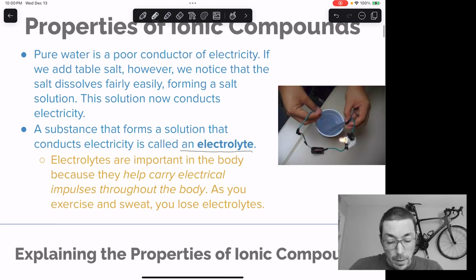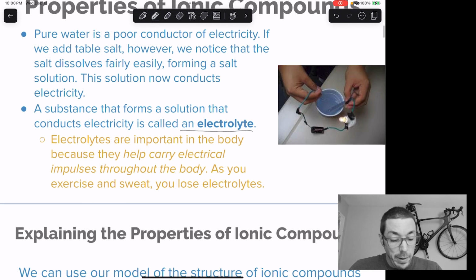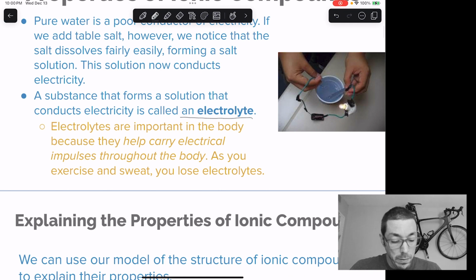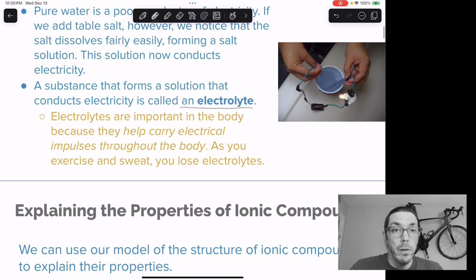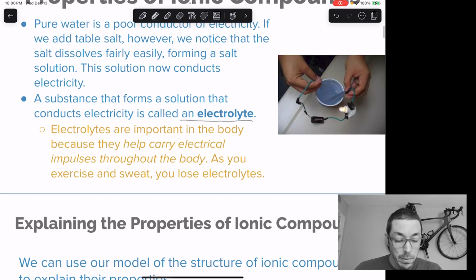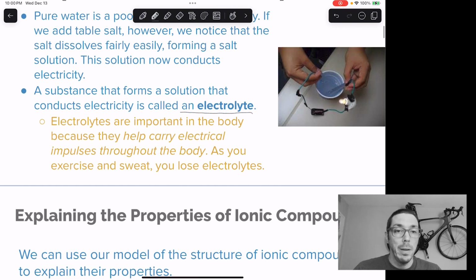So electrolytes are important in our body because they help carry electric impulses through the body. So your entire nervous system needs electrolytes because that's what sends the signals from each nerve cell to nerve cell and sends signals from your brain to your whole body and your body to your brain. We need those dissolved ions in those cells because that's what actually sends the signal from nerve to nerve.